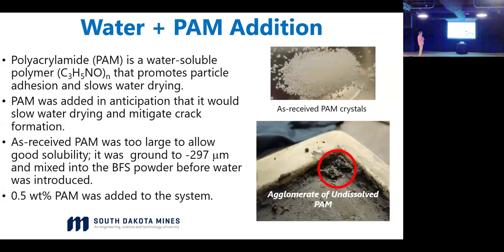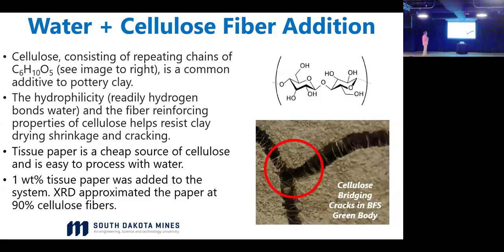So the first approach was to add polyacrylamide. We'll call it PAM. It's a water-soluble polymer. The civil engineers use PAM for stabilizing clay-based structures. And so I thought it'd be worth trying here. So we had to grind it up a little bit, and we added about 0.5 weight% PAM to the system. You can see it was very sticky by nature. And so that was the chemical approach.